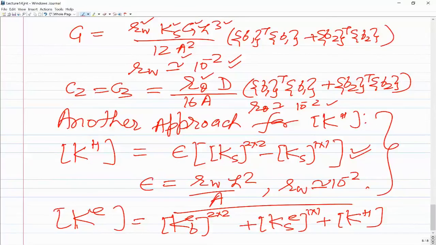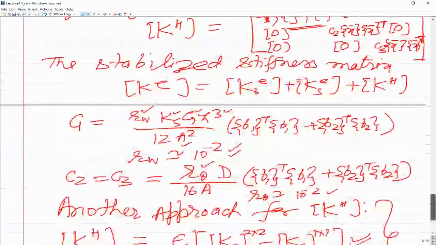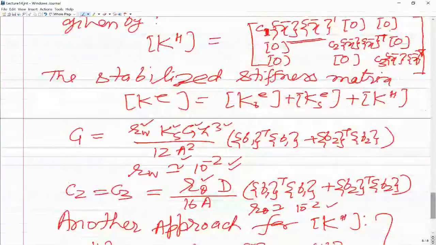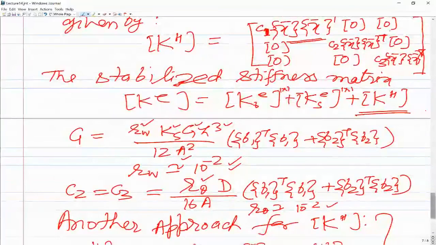In the earlier approach, you said that it was reduced integration for all the methods, means KB and KS. Here, when I have written this, KB is evaluated using one point integration. This is evaluated using one point integration, and then you are adding this KH. Okay.